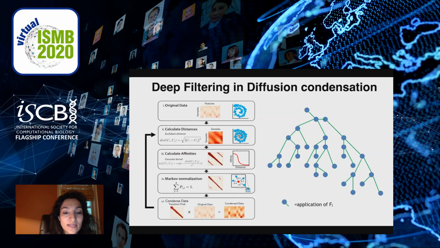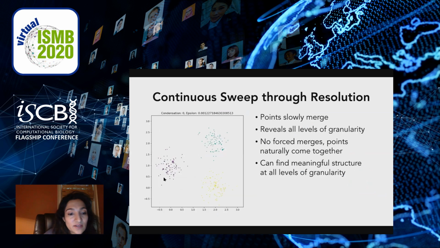Basically what we do is, in that last step when we low-pass filter the data, we get what we call condensed data with some of the variability removed. Now you take this new data and you start the process over again. You calculate distances, affinities, and filter it again. And if you do that, you're applying this filter we created over and over again in a deep tree-like fashion that you see on the right. And this can reveal structure at different levels of granularity.